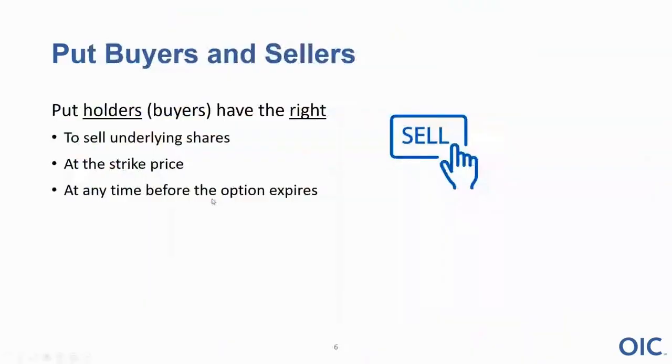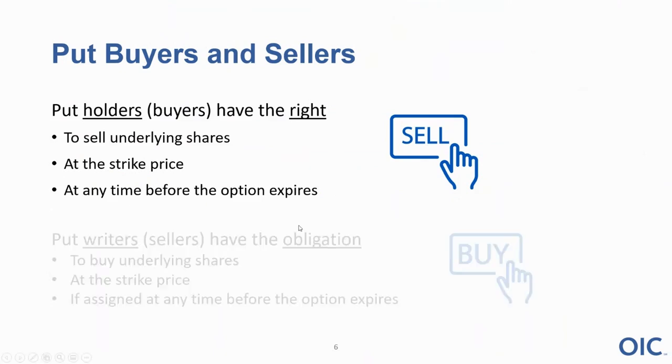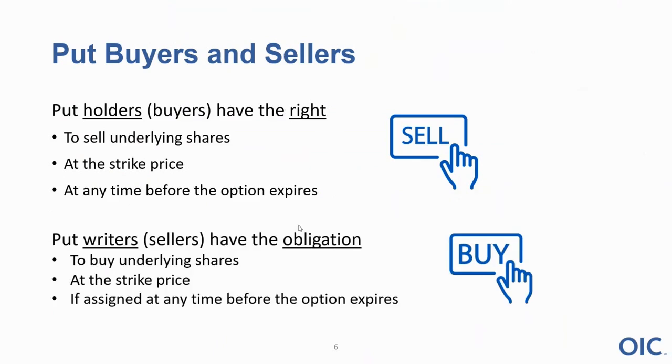So put basics, what are they? Well, a put holder, the buyer of a put, has the right to sell stock at the strike price anytime before that contract expires. And the seller of the put has the obligation to deliver those shares. So if a put buyer purchases a $100 strike put, that buyer has the right to sell 100 shares of stock at $100 a share. The put writer, the seller of that contract, is now obligated to purchase those shares should they be assigned.